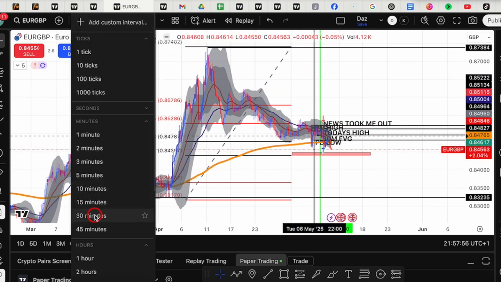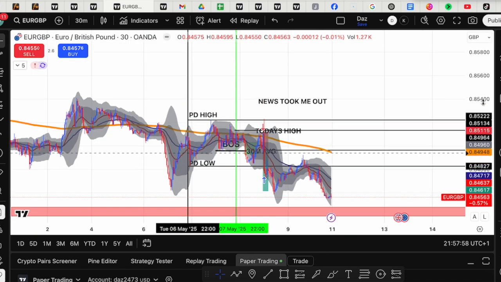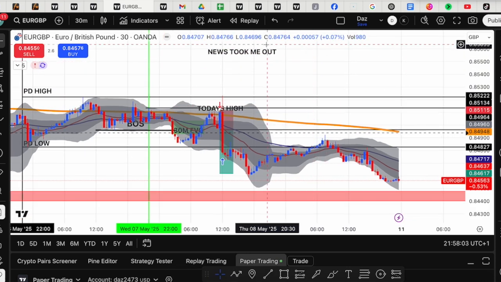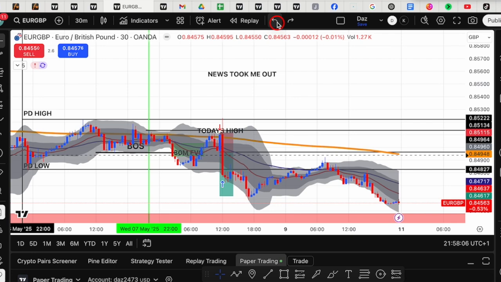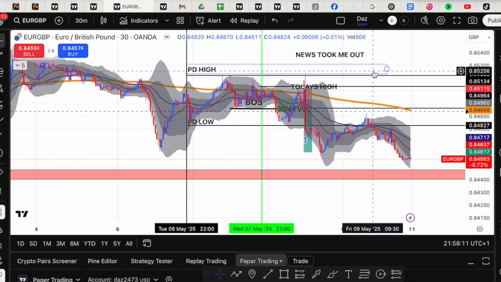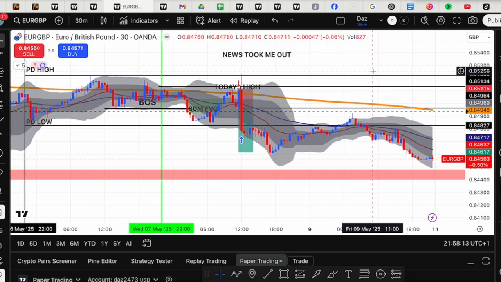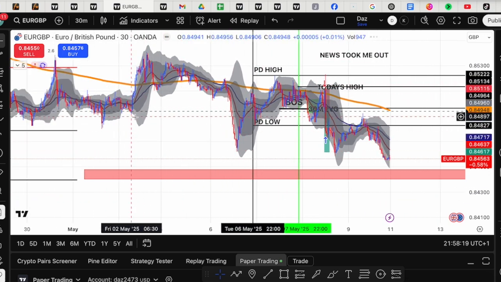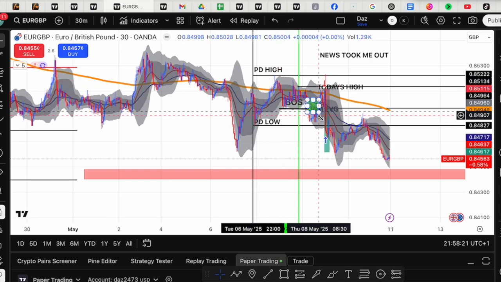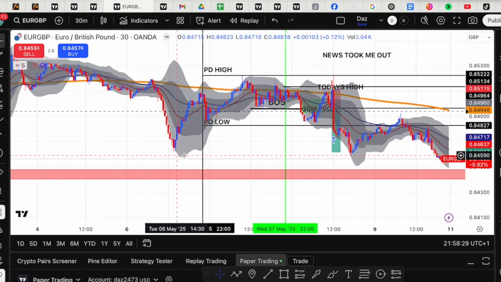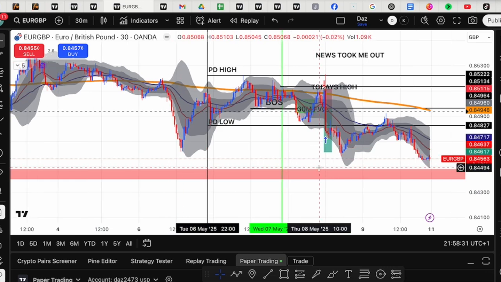So I'm going to jump down to the 30-minute. Now, see that it did take me out, and the reason why it did take me out was all because of news. So this one here, okay, broke structure, pulled back. Okay, it didn't break structure here. Okay, it broke structure here, but didn't break this. Did more of a low one. I would like it to break more, and then pull back up.